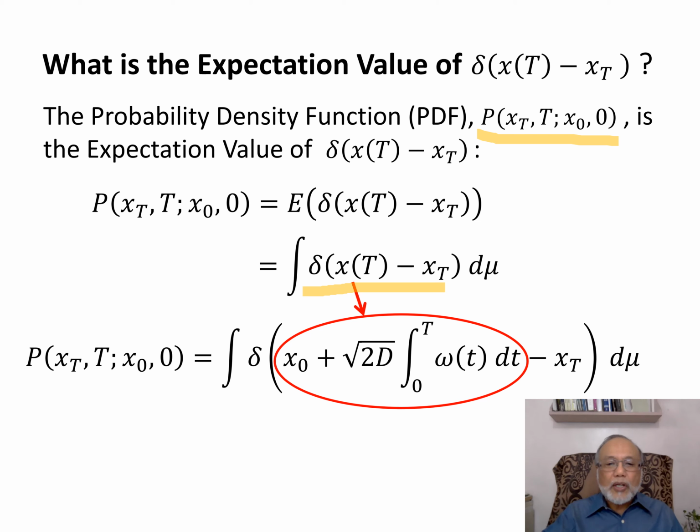But since there's a white noise functional inside the delta function, the summation or integration will have to make use of the Gaussian white noise variable. So that's the object for this lecture. We would like to calculate this object, the integral over d mu, the Gaussian white noise measure. Now remember that this x of capital T is actually the initial point plus fluctuation, or plus the integral of the white noise, which is simply the Brownian motion. So let's go ahead and calculate this object.